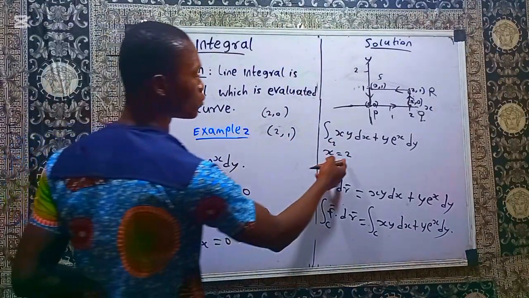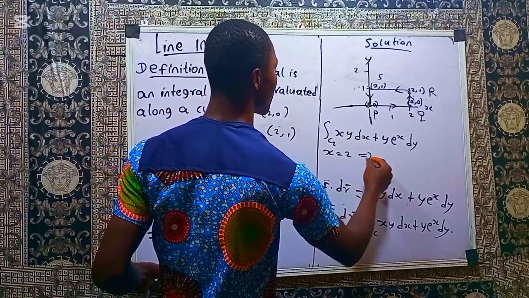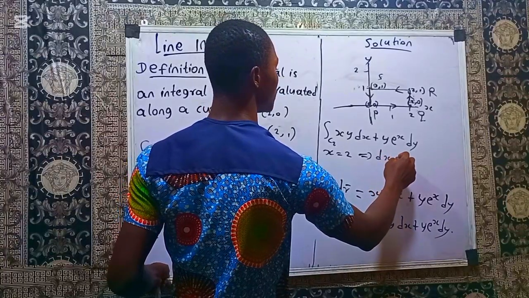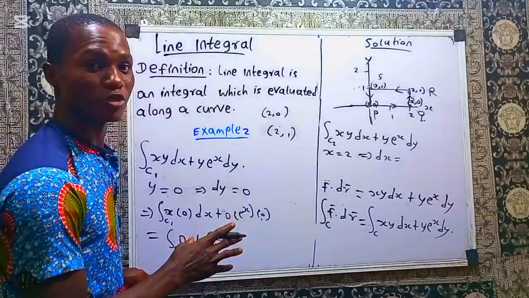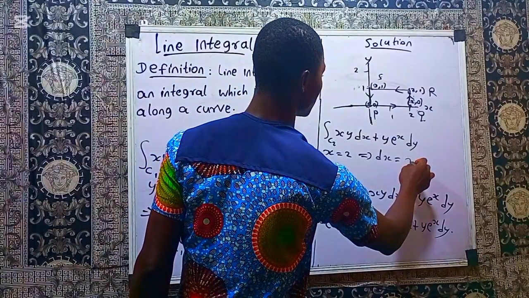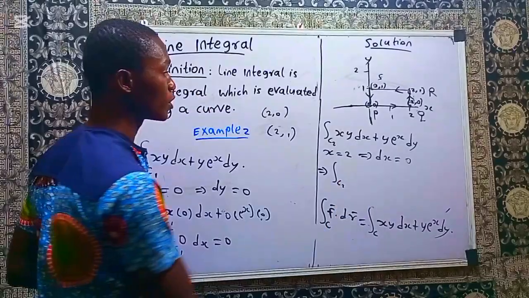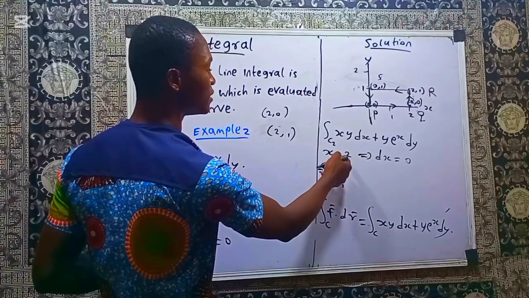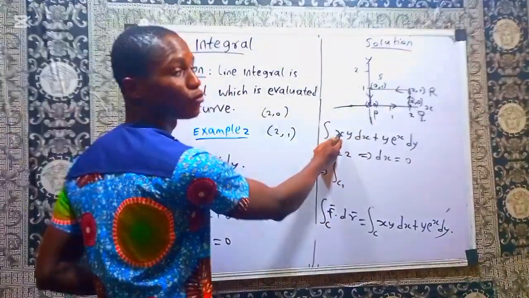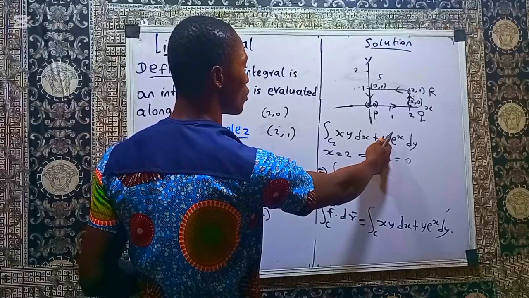So x is 2. It means anywhere I see x, I will replace it with 2. So I will get change in x. That's the dx. So if x is 2, it means since x is just 2, a constant, if you differentiate 2, you get what? 0. So it means that the dx is 0. So this implies that integral over c2, so what do you have here? X is 2, but the dx is 0. So if you put the dx for 0 here, this whole term will go to what? 0, right?